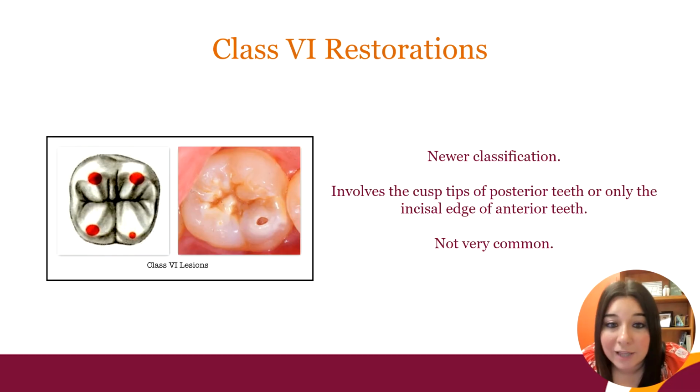And then this newer classification, class 6 restorations, involve the cusp tips of posterior teeth or only the incisal edge of anterior teeth. These are not very common because those are kind of awkward places to get caries, which is why it's kind of a newer classification. It's not seen very often. I've maybe seen it on 1 or 2 patients in my whole career, and sometimes it's just from grinding, and then decay gets in there. Sometimes I'm just honestly not sure how it occurs because it's in just such a unique location.